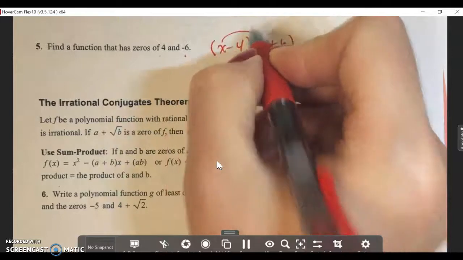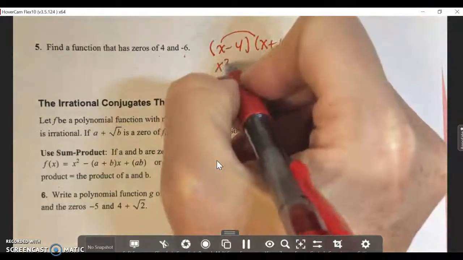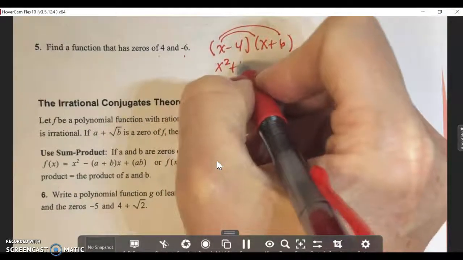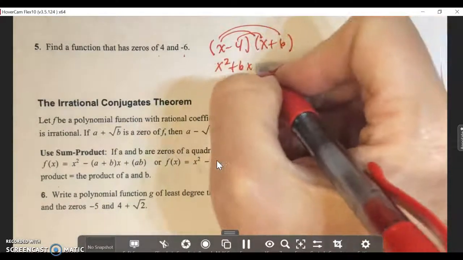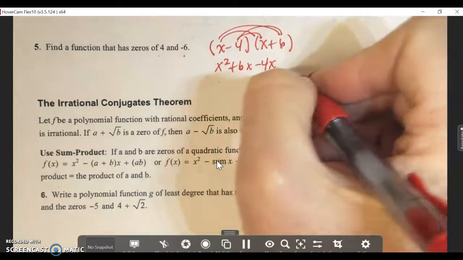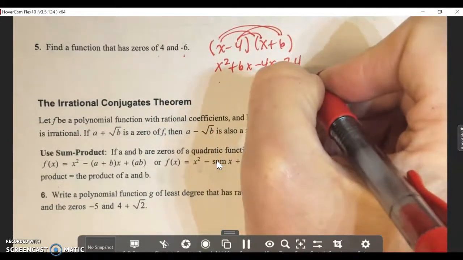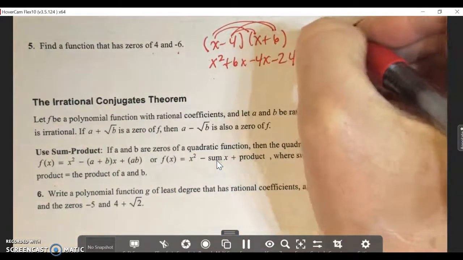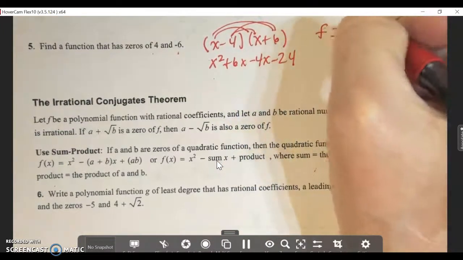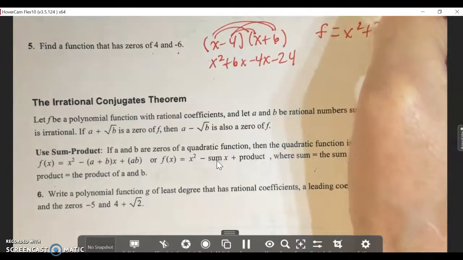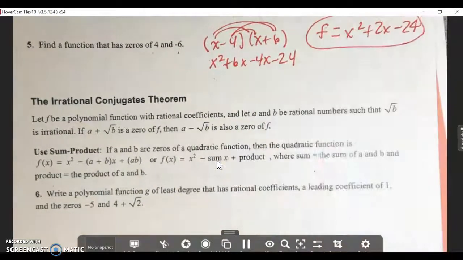So I do my first times my first, I get x squared. My outers, I get plus 6x. My inners, I get negative 4x. And my last times my last, I get negative 24. I need to simplify that, and we're going to get x squared plus 2x minus 24.